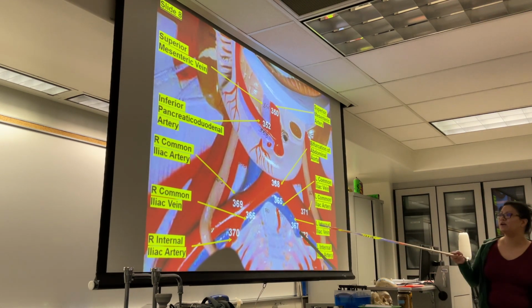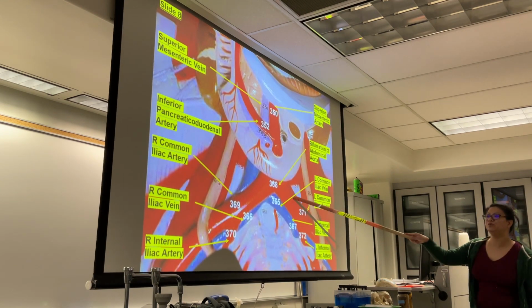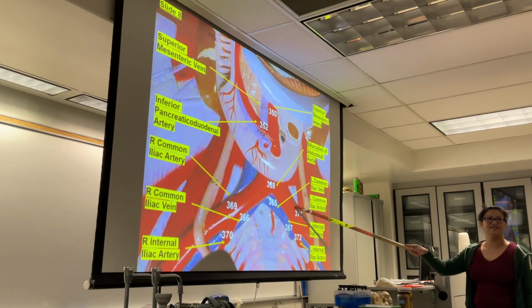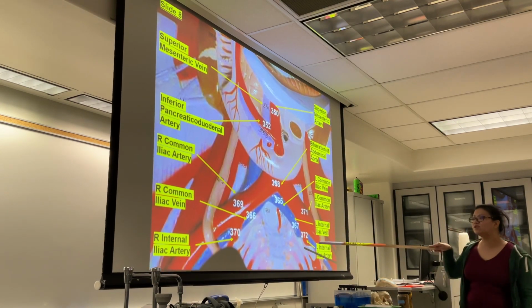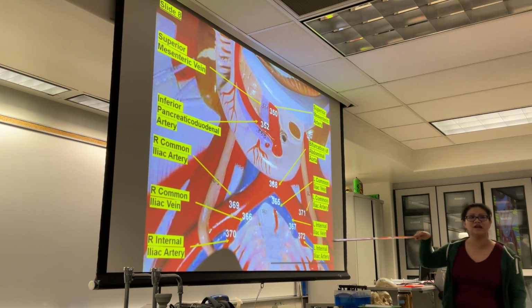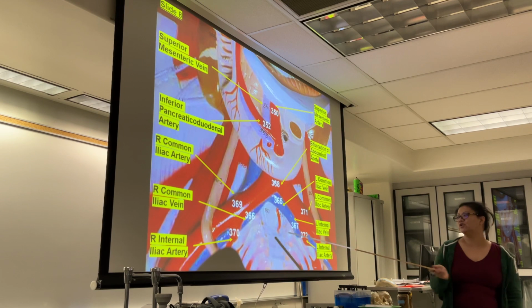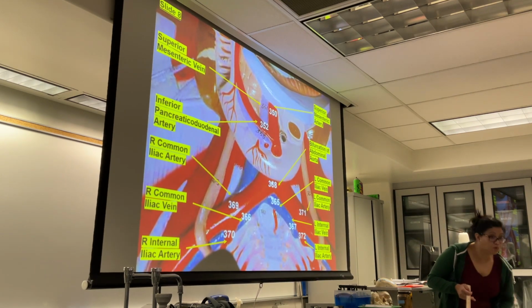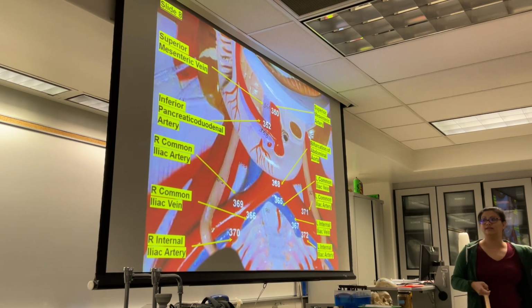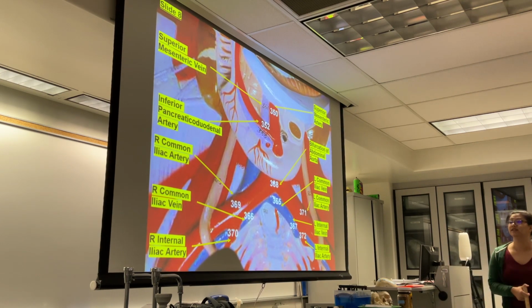Now I want you guys to notice here too. Notice how that common iliac artery is really, really large. I want you to notice that on both sides you have two smaller arteries diverging off of them. These are now called your internal iliac arteries here, okay? So they're basically going to the inner portion of your legs. Any questions on that? All good?